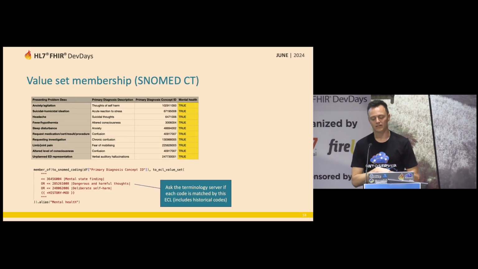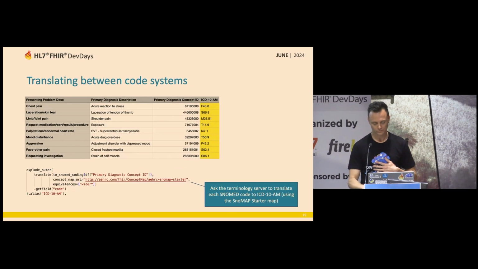This is an example of using the member of function against a SNOMED-CT-based value set. This data set is a simple tabular extract that you might get from a typical emergency department system. The first argument to the function is a column that contains the SNOMED-CT coding. The second argument is a FHIR value set that is known to the terminology server. In this case, it's a SNOMED-CT expression that describes concepts related to mental health. The result of this function is a true or false value against every code in the dataset. This could be useful for patient cohort selection or categorization of data.